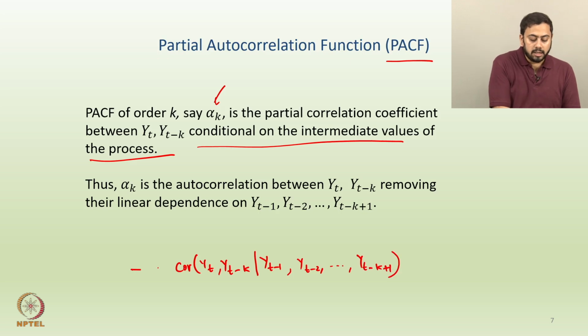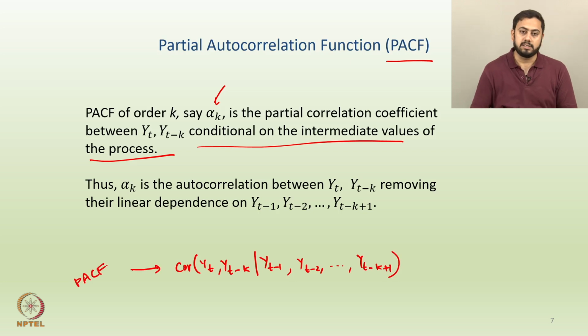So this formula is nothing but the formula for the PACF, or the partial autocorrelation function. Or in other words, this PACF, alpha k, is nothing but the autocorrelation between yt and yt minus k, removing their linear dependence on the intermediate values, which are yt minus 1, yt minus 2, yt minus 3, and so on up to yt minus k plus 1.